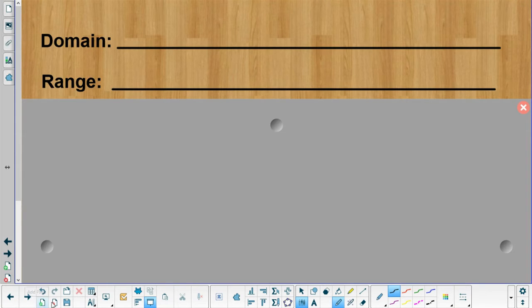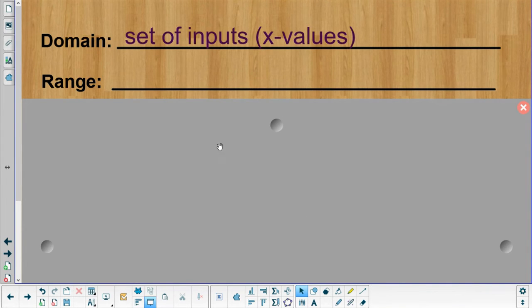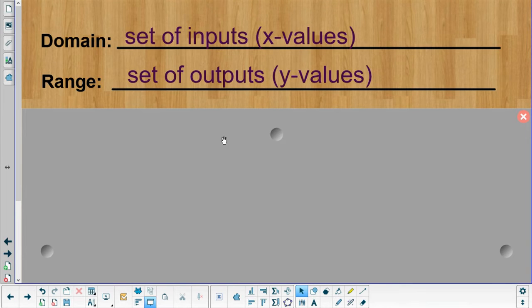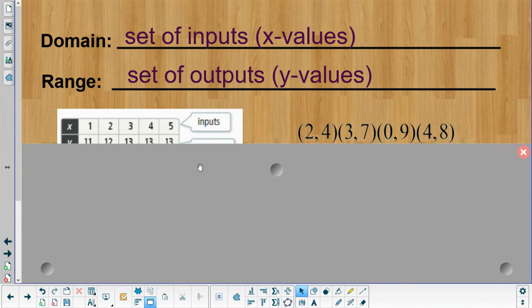Okay. All right, so let's talk about domain and range. Domain is the set of all inputs or all of our X values, where range is all of our outputs or our Y values. Okay. So you can think about that in ordered pairs. You can think about it in graphs.